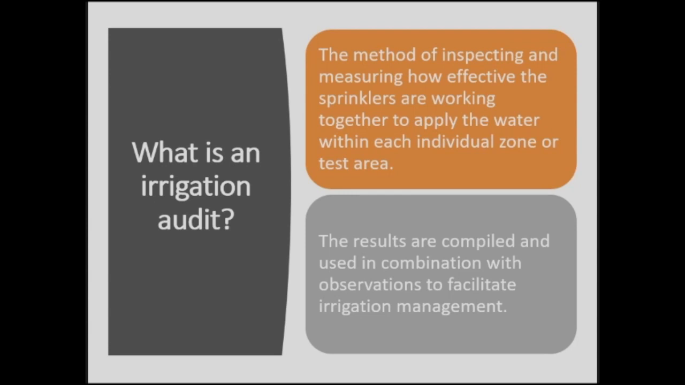All right, so we'll define what an irrigation audit is here first. Basically, it's a method of inspecting our system and then measuring how effective the sprinklers are, what's the output of the system on an individual zone or individual test area basis, all right? And the results then can be compiled and used in combination with field observations. And then we can use that information to dictate how we manage the irrigation going forward. So in my mind, it's a fundamental part of irrigation scheduling, irrigation management. We can't do it without knowing what our system's doing.